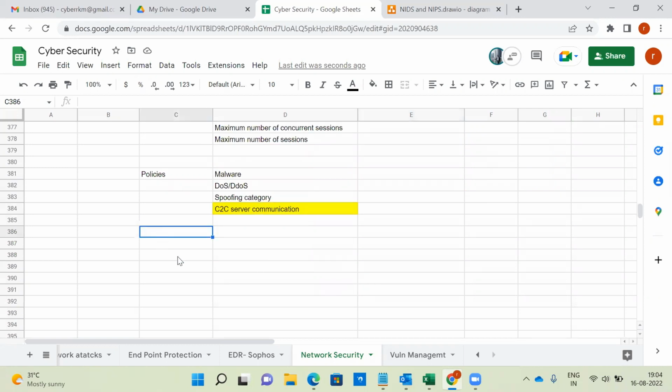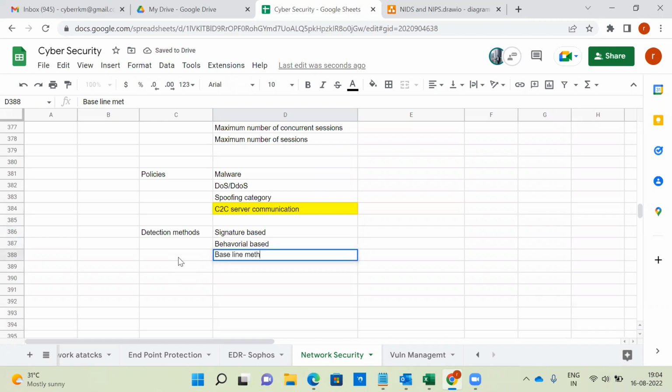So what about rules or otherwise detection methods? What are the detection methods? Baseline, behavioral, signature based. Yes, perfect. Behavioral based, and baseline method. Yeah, these three. Signature based is for known attacks. Behavioral based is for unknown attacks. And the baseline method is also for unknown attacks.